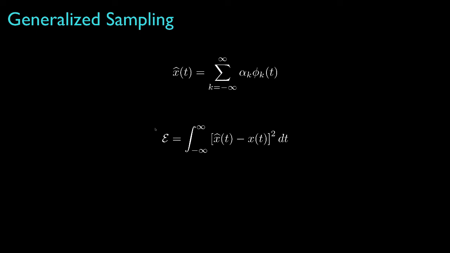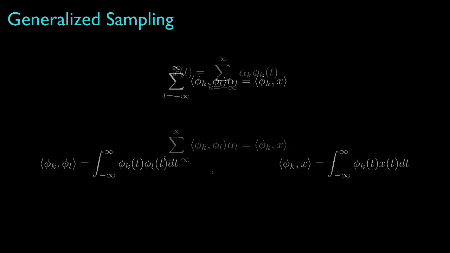One way to define smallness is through the integrated squared error, and if we work through the math on this and set the derivative of this error with respect to each coefficient to zero, we'll arrive at a system of linear equations that define the optimal coefficients. Now, the quantities in the angled brackets are called inner products, and they're very important for many applications of mathematics in engineering and science.